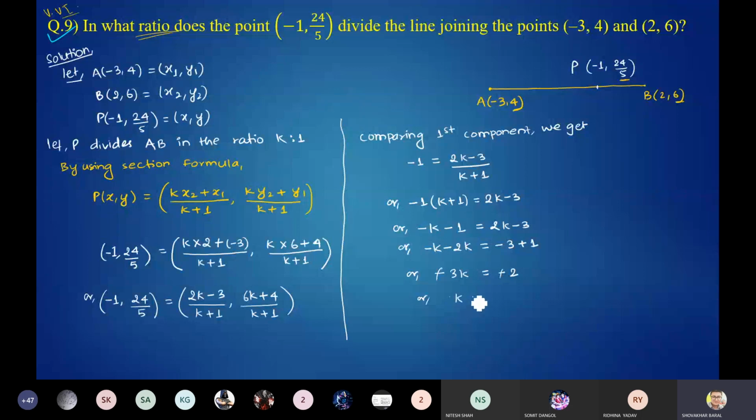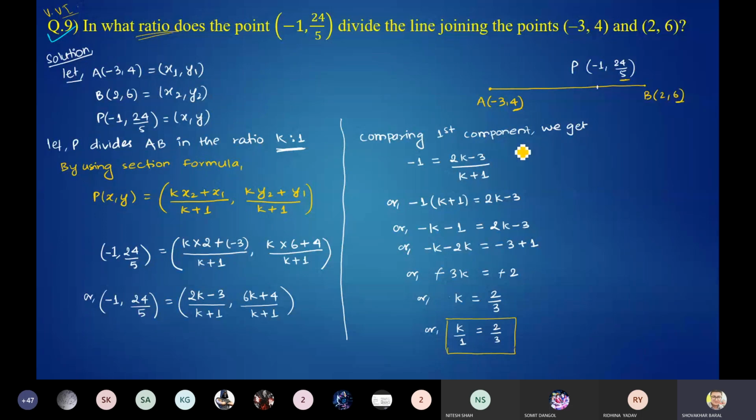It means k is equal to 2 divided by 3, or you can simply write k upon 1 is equal to 2 upon 3, because we are going to find the ratio. We need to find the ratio in the form of k is to 1. Simply, though the value is already 2 by 3, you can write the ratio also later, but make it in the form of k by 1, because we are supposing it in the form of k by 1. The ratio is k is to 1. Therefore, the required ratio is 2 is to 3.